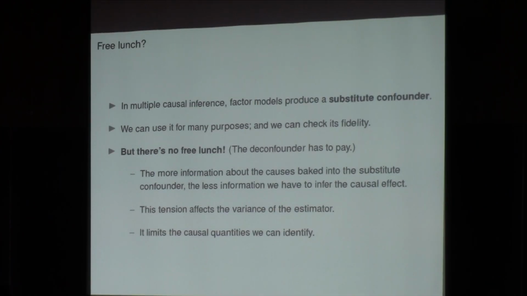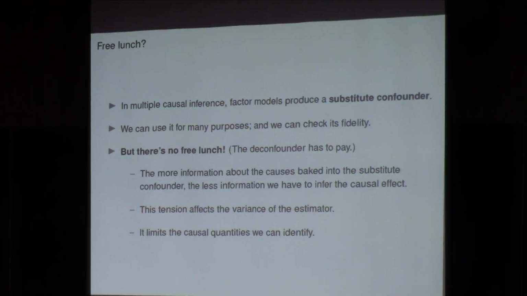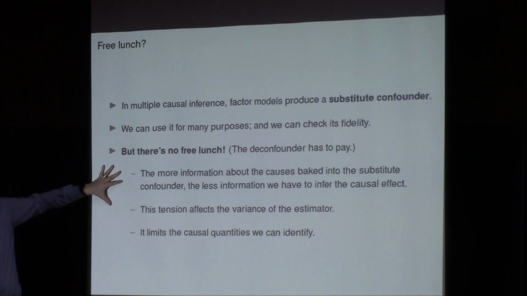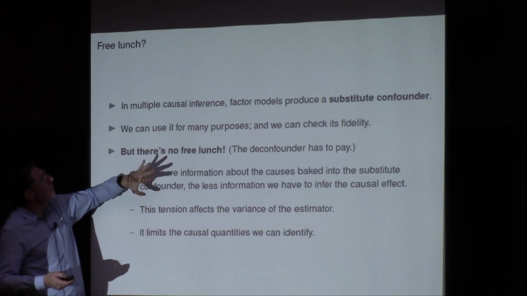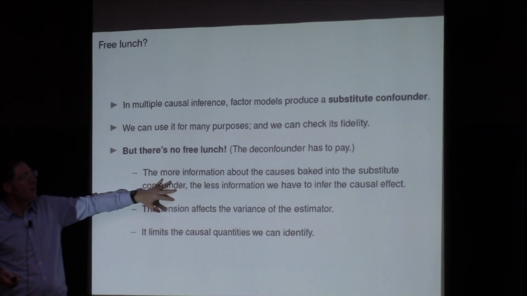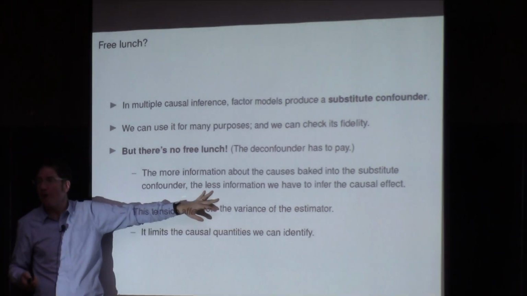So this might help with some intuition. So this is not a free lunch. Okay, so it might sound like I'm trying to sell you a free lunch, which makes no sense. But this is not a free lunch, right? So we only have observational data. We do not see these unobserved confounders. We are doing some analysis on these causes, and we're obtaining a variable that we're using as a substitute for unobserved confounders. So what do we pay to do that versus, say, measuring the confounders? First, the more information about the causes that's baked into the substitute confounder, the less information we have to infer the causal effect. All right?